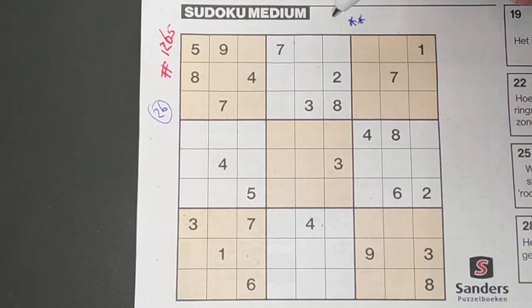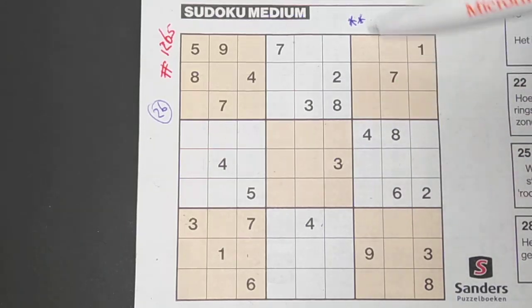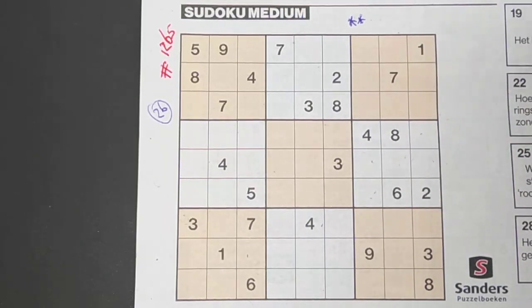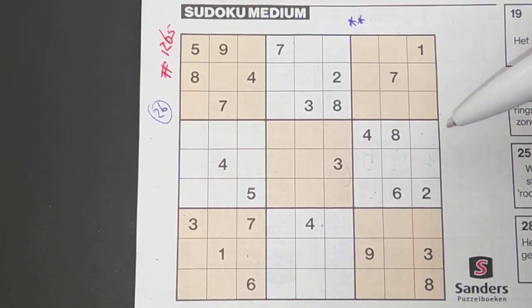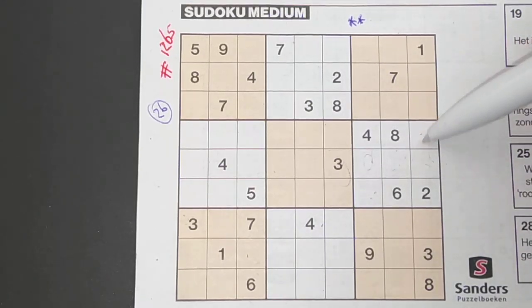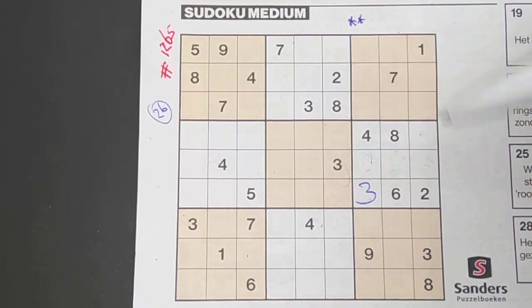Alright, let me see which number I can use. How about the number 3 in this big square. 5 missing numbers. One of the missing numbers is 3. We see here 3, no 3 in these 3 boxes. Here 3, no 3 in those 2 boxes. 1 box left for the 3 should be there.